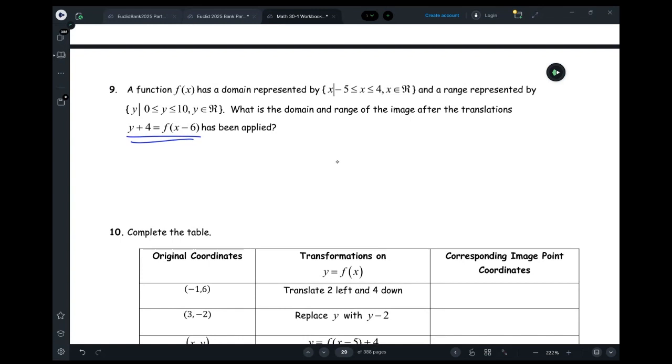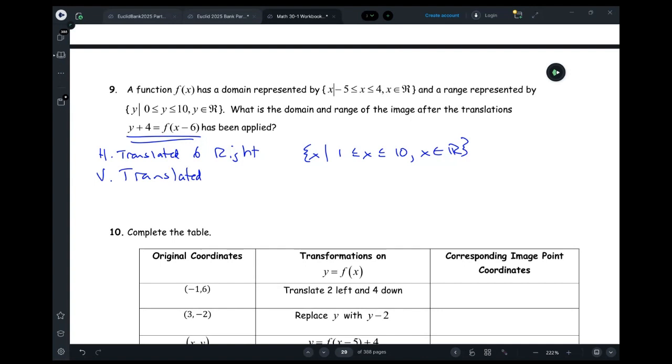Well, what have we done? We've got a horizontal translation, so this has been translated 6 to the right. That's not going to affect the range, but it will affect the domain. All I'm going to do is add 6 to the endpoints of my domain. The whole thing is going to slide over. So this is going to be a set of x values such that negative 5 plus 6 is 1, and 4 plus 6 is 10, where x is an element of the reals. And then I've got a vertical translation. It's going to be vertically translated.